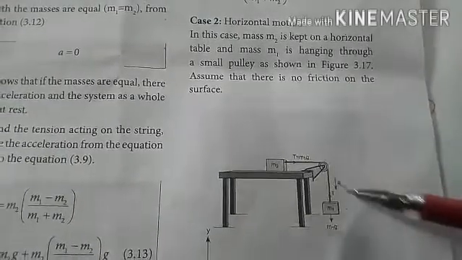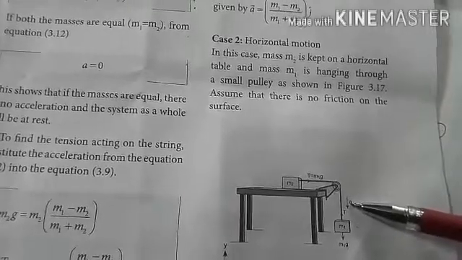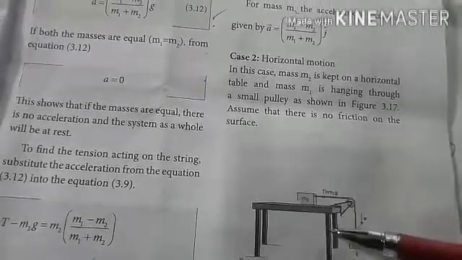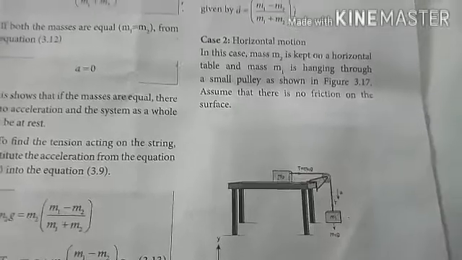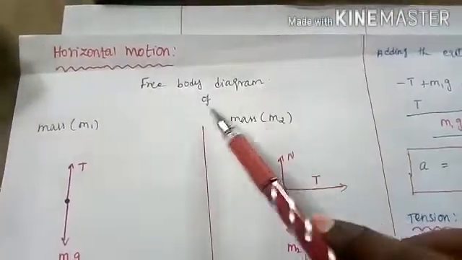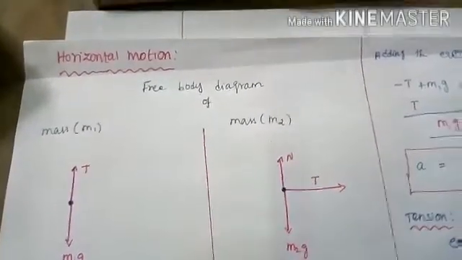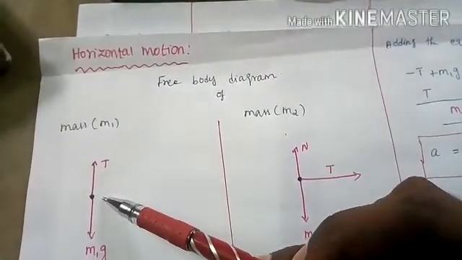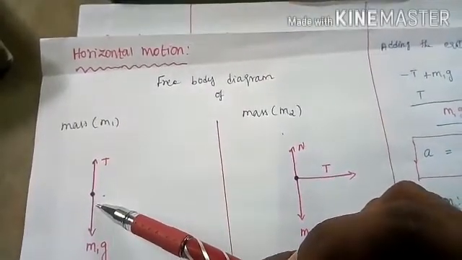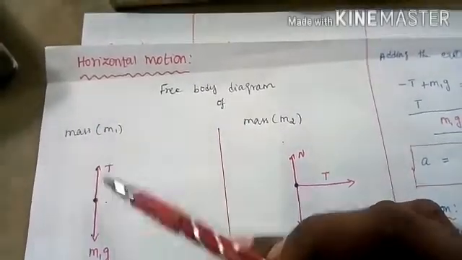From this activity you will find out tension and acceleration. Before you find this out, first you should draw the free body diagram of mass M1 and M2. So this is the free body diagram of mass M1 and mass M2. Here in the mass M1, the gravitational force acts in the downward direction and then tension force acts in the upward direction.